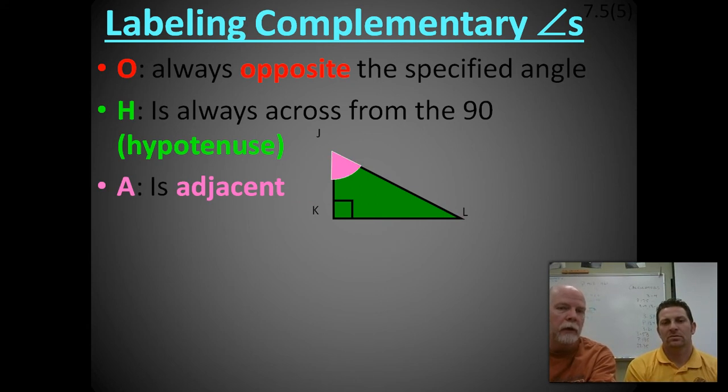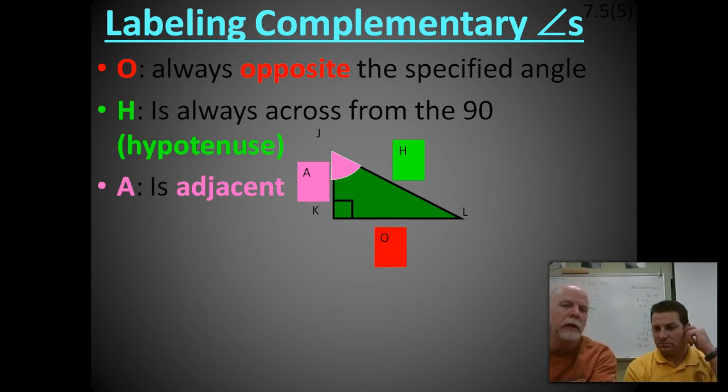Now we're looking at the pink angle, angle J. Those things change. Now the hypotenuse never changes. That's why you were saying that's the easiest one. The hypotenuse always stays the same. It's always the side opposite the 90. Now the opposite side from angle J is KL. Okay, and the hypotenuse is the hypotenuse. The adjacent side is now the one that is right next to that pink angle, which is JK. So it's all relative to what angle you're talking about.